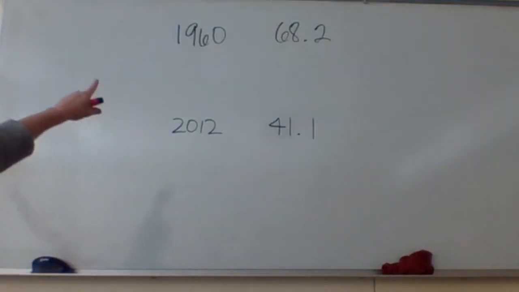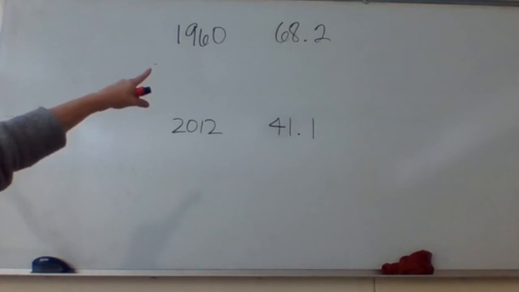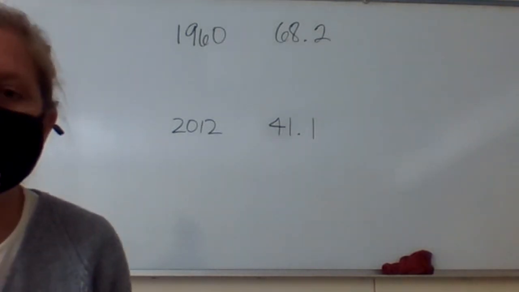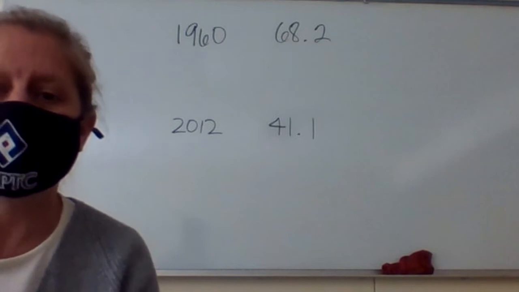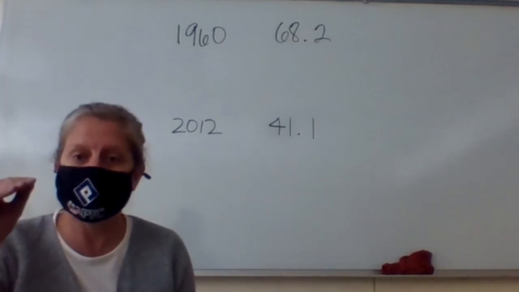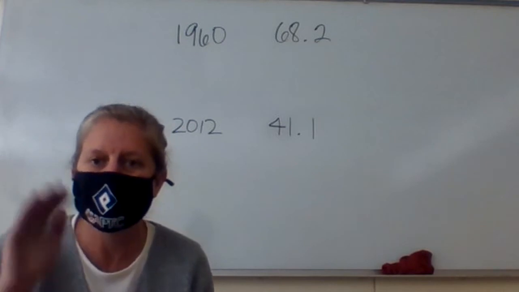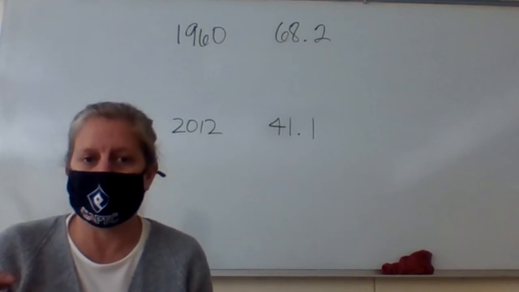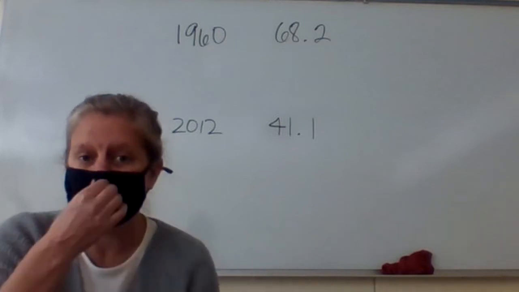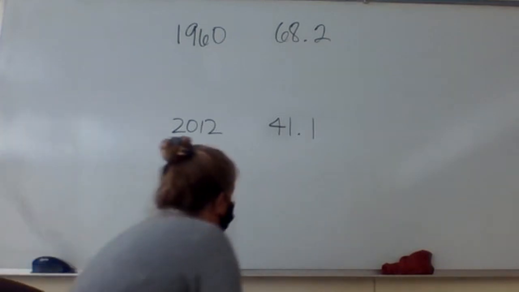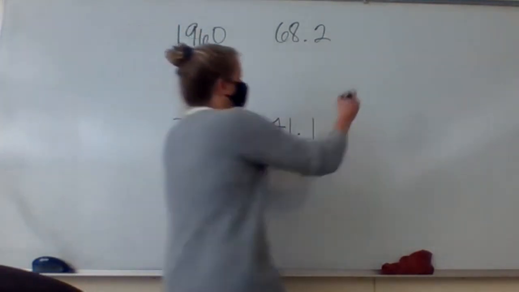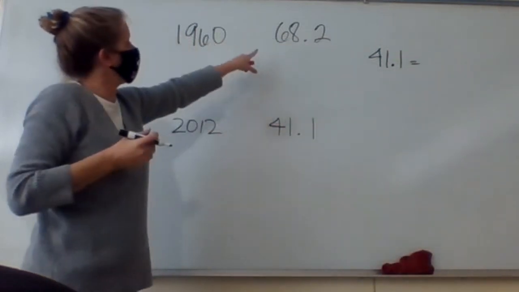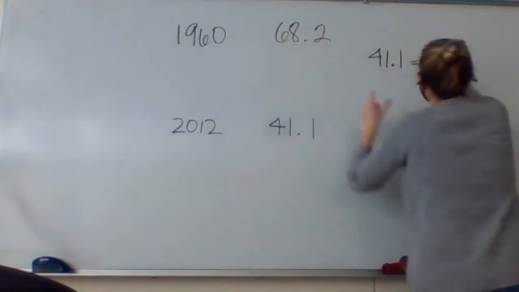Okay, so again, here's the chart. In 1960, 68.2% of adults are married. 2012, 41.1% of adults are married. And it wants me to find the rate at which this is declining, which means my exponent, since I'm declining, I'm going to have a negative. I'm going down. So I'm going to have a negative in my exponent. On the left side of the equal sign is going to be my end number, the end amount, which would be 41.1. On the right side was my initial amount, so 68.2.